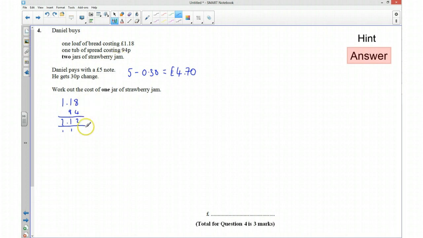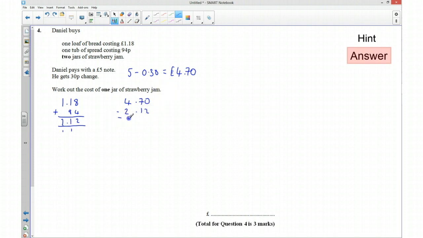Okay, so if he spent £4.70 altogether, and £2.12 of it went on the bread and the spread, we now want to do £4.70 take away £2.12 to work out how much the 2 jars of strawberry jam cost him. So over here now I'm going to do £4.70, and I'm going to take away £2.12.